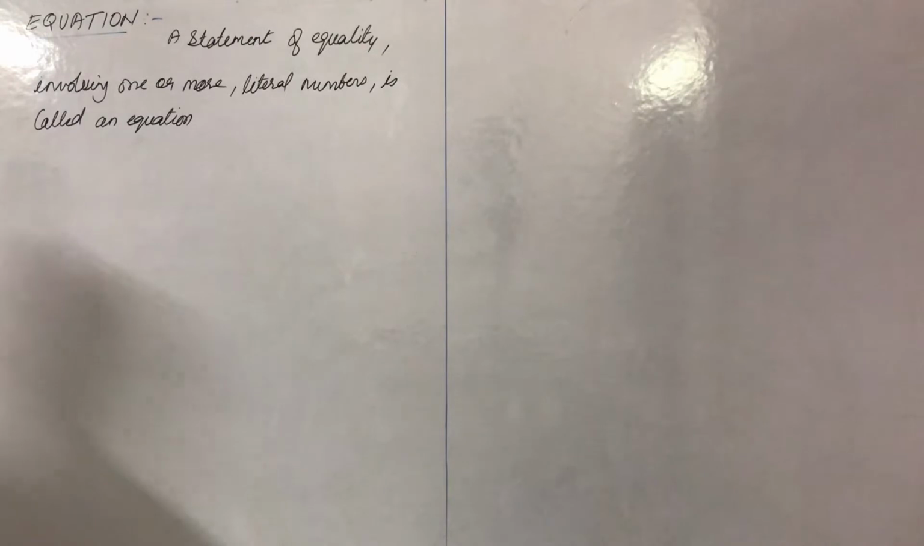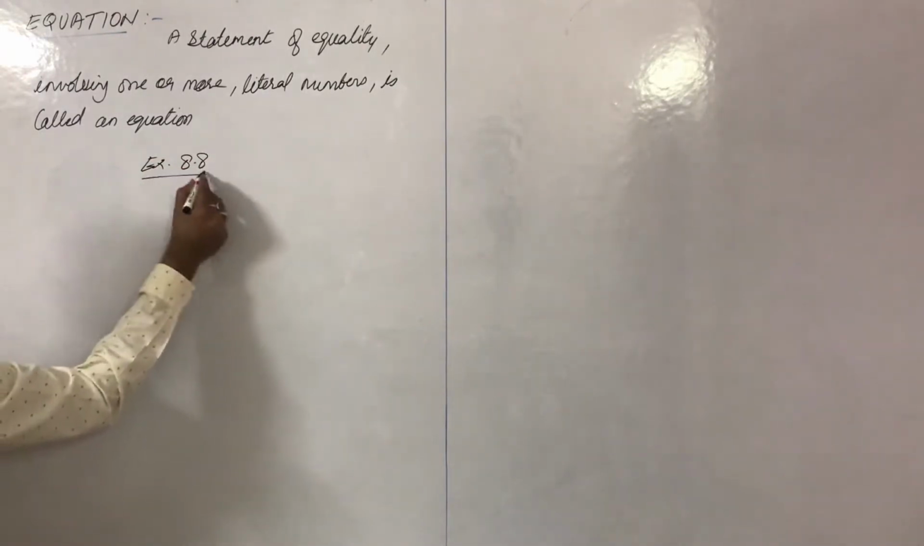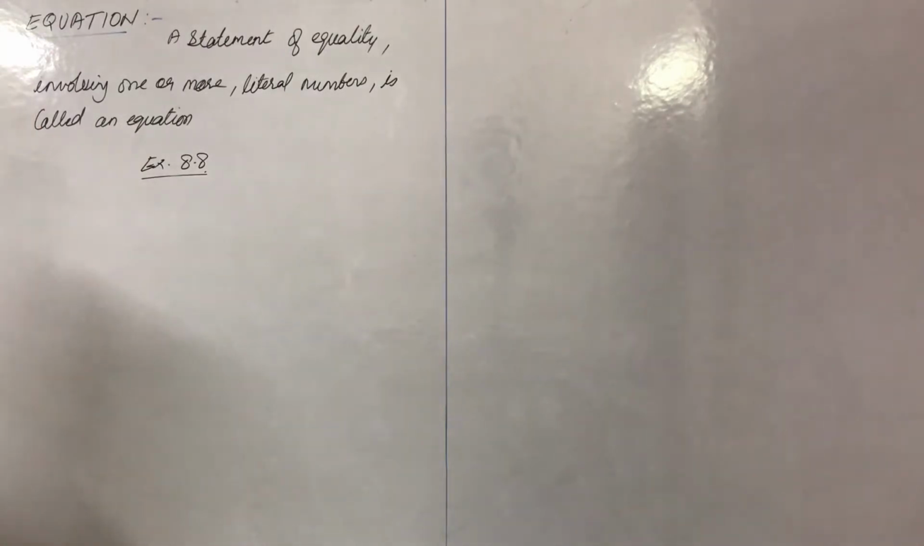Now exercise 8.8, which is related to equations. So the first question is: write an equation for each of the following statements using x for the unknown number, find the number, and choose the right value from the ones inside the bracket. We have 3 or 4 or 5 options for each and we have to pick the correct one.